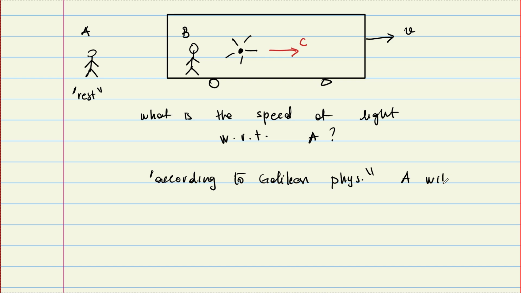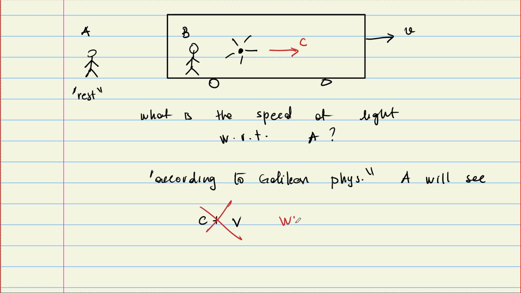A will see what? Right, simple high school stuff. High school physics starts with things like this. What will A find? There's C and there's V. Exactly. So C plus V. Okay, but Einstein says no. He says that's not the case. He says it doesn't matter whether the train is moving or not.